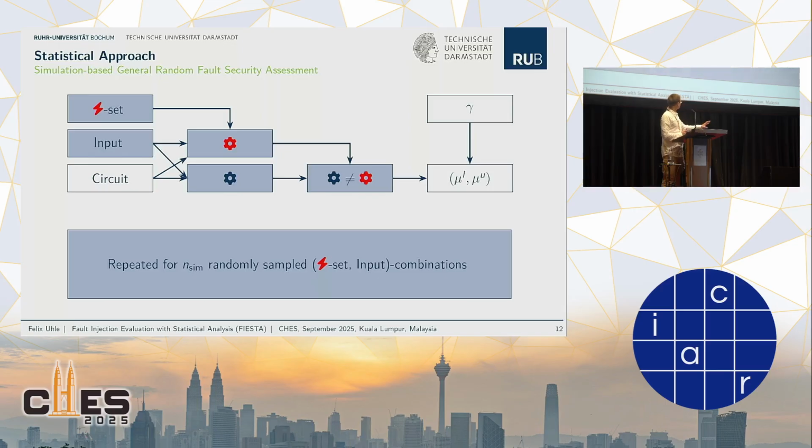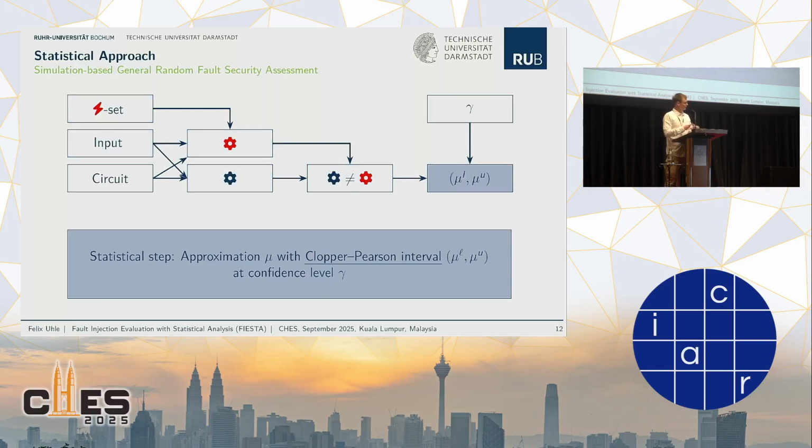And this here visualizes our approach. It's a data flow diagram of the tool we have implemented, which is called Fiesta. We sample n times a fault set and input randomly with the user-supplied probability distribution. Then these randomly sampled input-fault set combinations are fed to a simulation engine, which simulates both the faulted and the fault-free circuit, and then we accumulate how often we have observed an effective fault. So how often the outputs of both simulations were different.